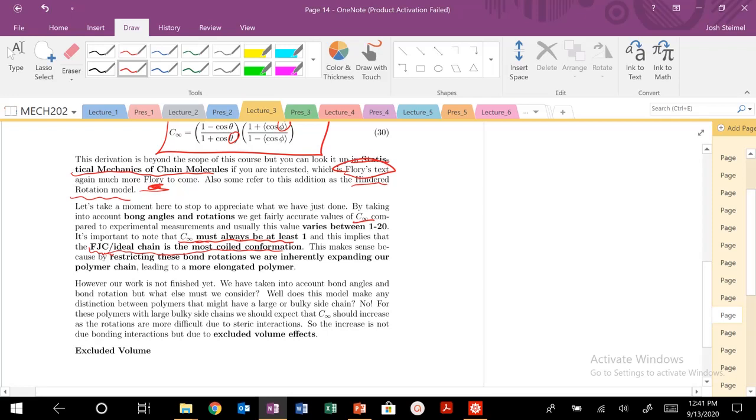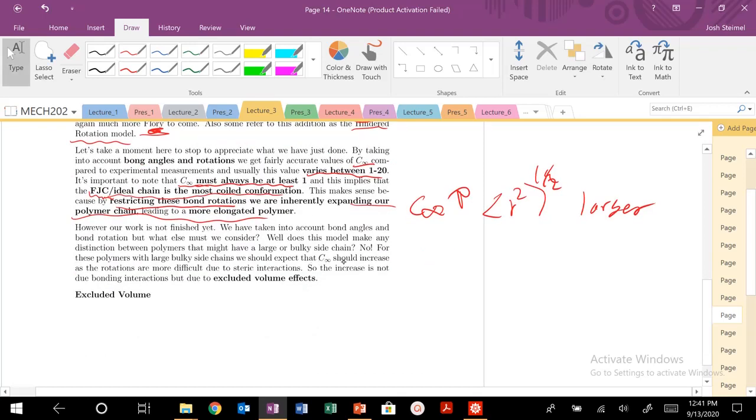As opposed to this kind of idea, it has to be equal to one. And usually it varies between 1 and 20. So again, if we're restricting bond rotations, if our angles are fixed, if we're more rigid, if it's hard to rotate those bulky groups, we are going to be essentially more extended, leading to a more elongated polymer, leading to a C infinity value that's higher, leading to an R squared to the 1/2 power that is larger as well. So, larger. Excellent.